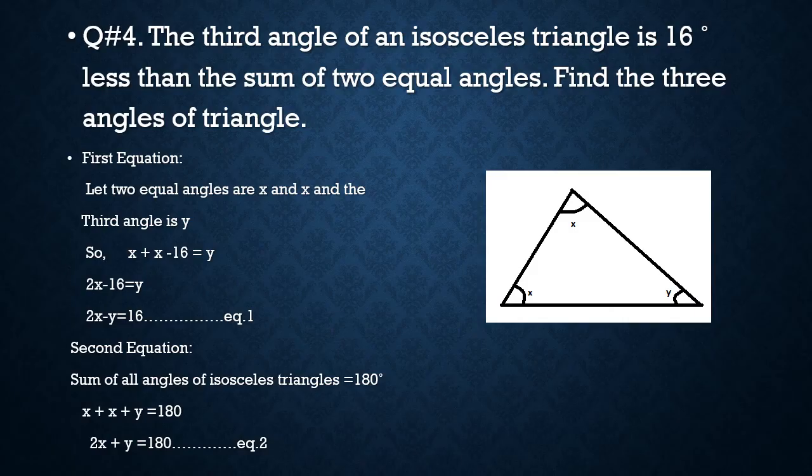Question number 4. The third angle of an isosceles triangle is 16 degrees less than the sum of the two equal angles. Find the three angles of the triangle. So in the first equation, first part, let the two equal angles be x, and the third angle be y. Because the two angles are equal, let's suppose these are x, and the third is equal to y. So according to the statement, when we add the two equal angles and subtract 16 from them, it will be equal to y.